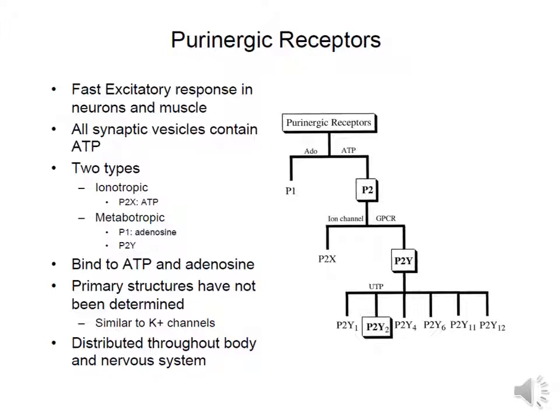And unfortunately, their primary structure has not been determined yet, so we lack a lot of knowledge on where things bind and the different amino acids that will be essential for the activation of these receptors. However, homology studies have shown that they have similarities to the potassium channels. This is a branch of how different purinergic receptors are classified and the different types of the purinergic receptors.